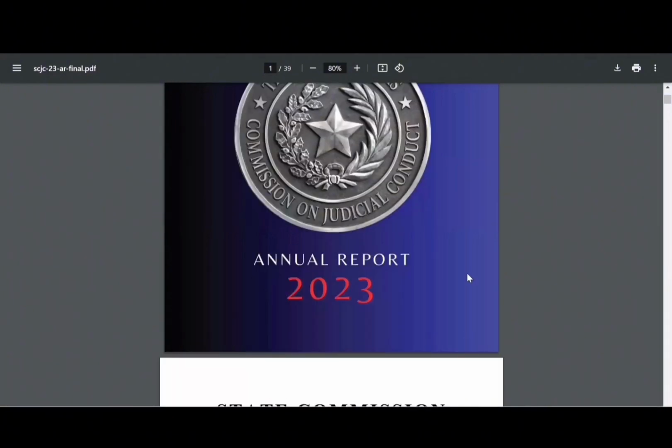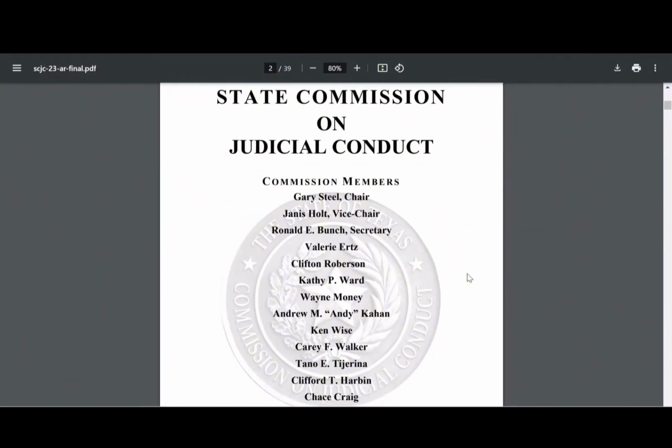So in this annual report for 2023, the chair of the commission is District Court Judge Gary Steele. And Gary Steele admonished the public from recording on October 2nd, 2024 at the public meeting. I did a video on that. And in that video, the public made it clear that under Chapter 551 of the Texas Government Code, the Open Meetings Act, we, the public, were absolutely entitled and had the right to record this public meeting for the State Commission on Judicial Conduct.